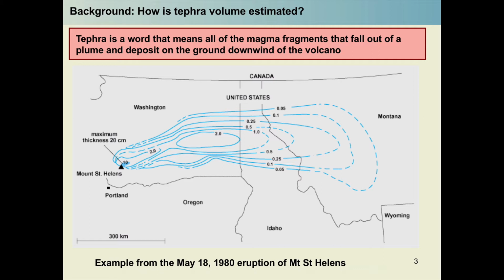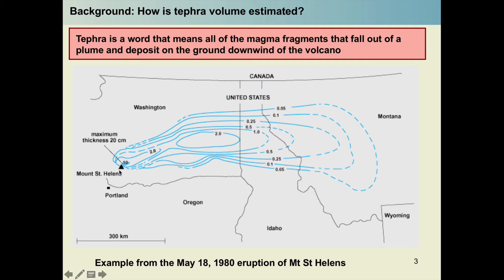So here's an example from the May 18, 1980 eruption of Mount St. Helens. You can see on this isopac map, we have Portland, Oregon. To the northeast is Mount St. Helens. When Mount St. Helens erupted in 1980, it produced a very large Plinian explosive eruption column. It went up very high into the atmosphere. The winds were traveling from west to east, as you can see in this isopac map.